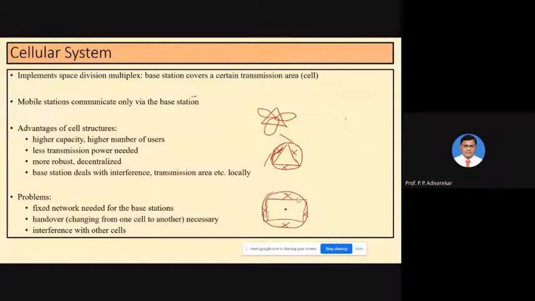So we are using one pattern, and that pattern is the hexagon pattern, which is the best shape used in the cellular system. How it will be used, we'll see. The hexagon is the best shape that gives you a coverage area closer to the radiation pattern of a circle. I'll draw how it will look here.